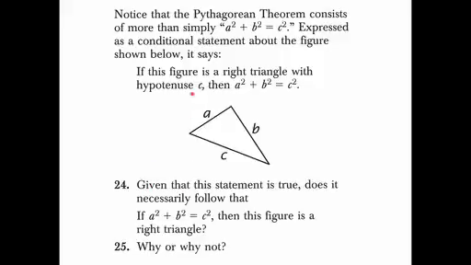Given that this statement right here is true, does it necessarily follow that if a squared plus b squared is c squared, then this figure is a right triangle? Think about that one a little bit. They're saying if it's a right triangle, then this is true. Now they're saying if that's true, then it's a right triangle. Think about the relationship of those two and then decide whether you think it's necessarily true and tell why or why not.